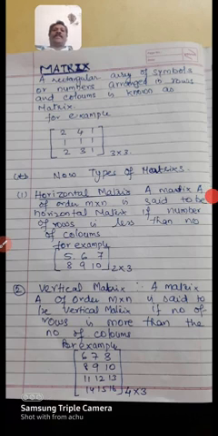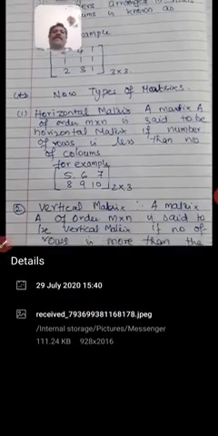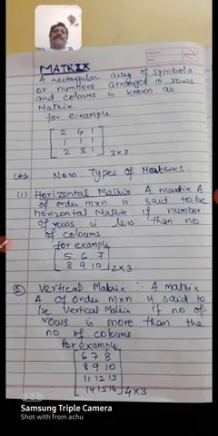Types of matrix. Number 1, horizontal matrix. A matrix A of order m into n is said to be a horizontal matrix if the number of rows is less than the number of columns. For example, 5, 6, 7, 8, 9, 10, it is a 2 into 3 matrix. First we have to write the row, then the column.